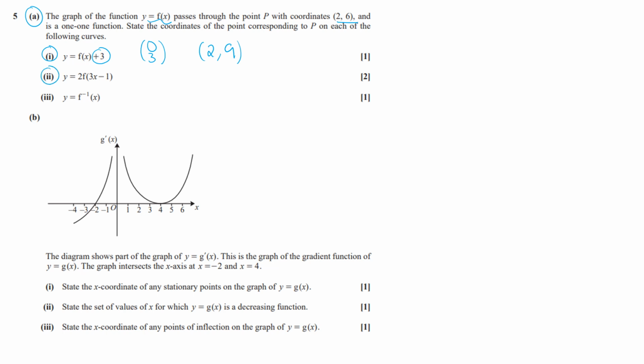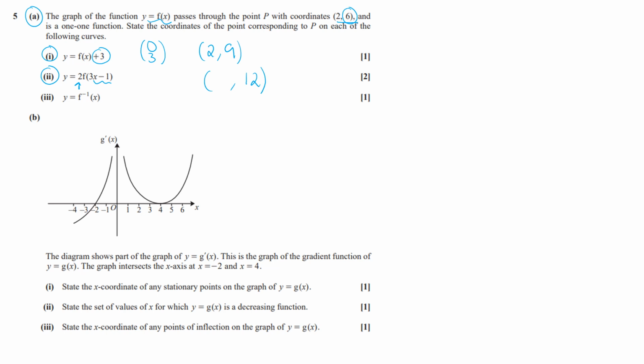In part 2, we've got 3 transformations. We've got 2 on the inside, which are going to affect the x coordinate, and 1 on the outside, which affects the y. So the easy one on the outside is just 2f of x. So that is just going to double the y coordinate. So the y coordinate is going to go to 12.